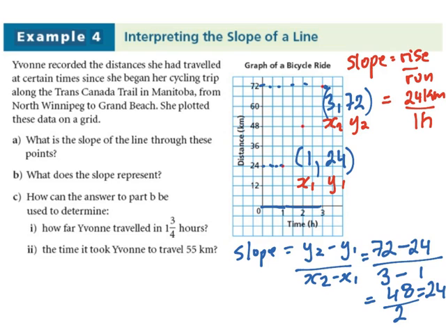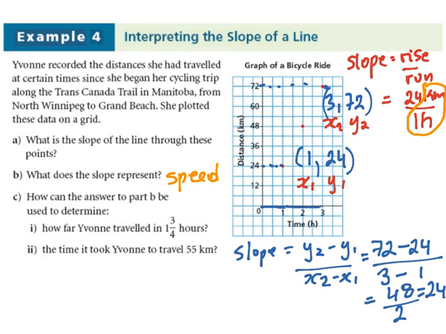Now, what does this slope represent? Take a look at the units that are used in the slope. The units are kilometers and hours. 24 kilometers per 1 hour. That means 24 kilometers have been traveled in 1 hour. That explains speed. How fast you're traveling, 24 kilometers per hour, it's a rate.